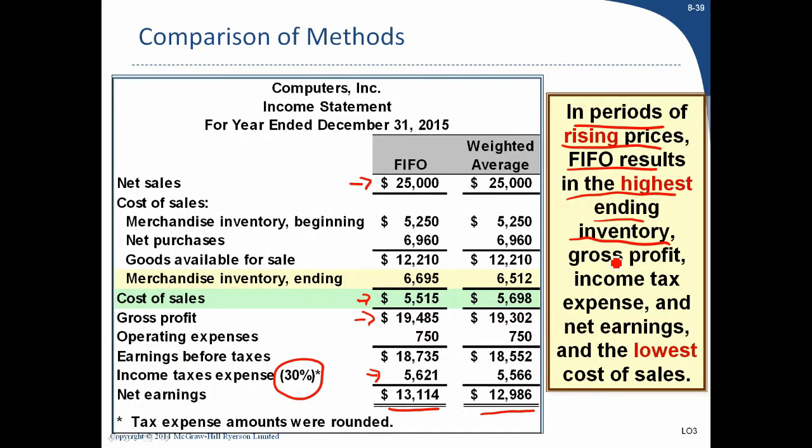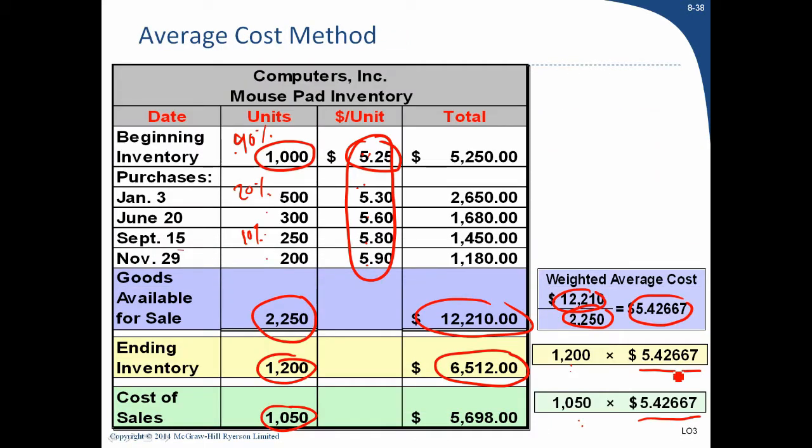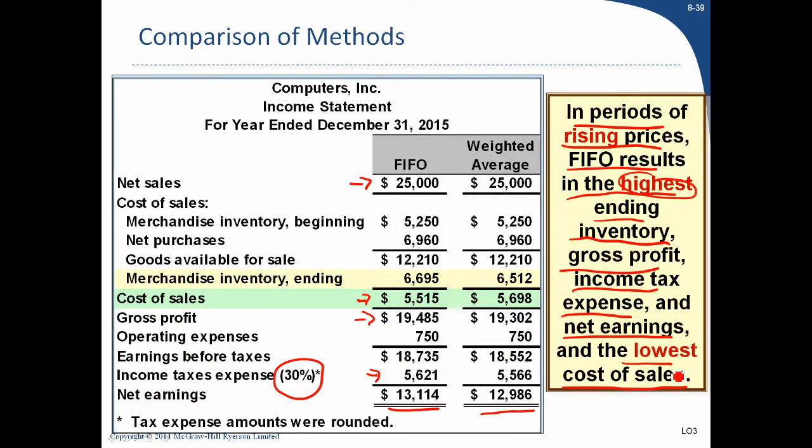What does that mean to have higher ending inventory? That means you have lower cost of sales, which therefore means highest gross profit. We pay more income tax because we have more profit, and therefore we have more net earnings because we have lower cost of sales. So just understanding the impact, notice how there's no right answer here, right? One could argue for either method. You could say it makes more sense if we're selling the older copper first, or it makes more sense to take a simple average. But notice how you can sort of distort the earnings a little bit.